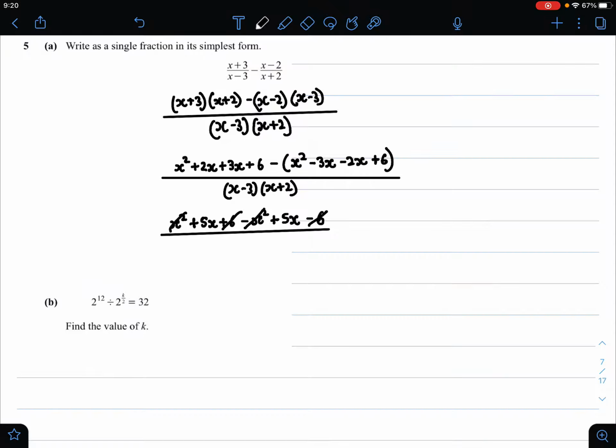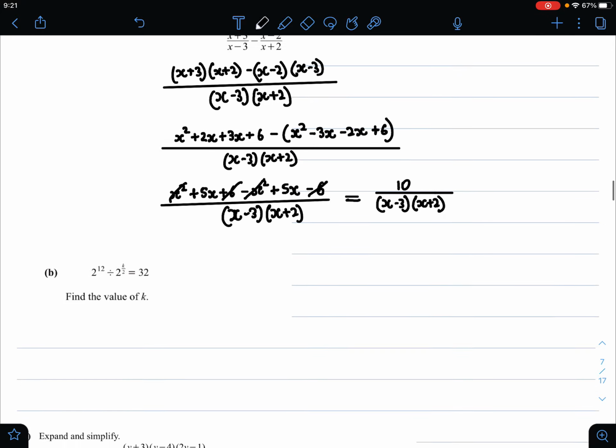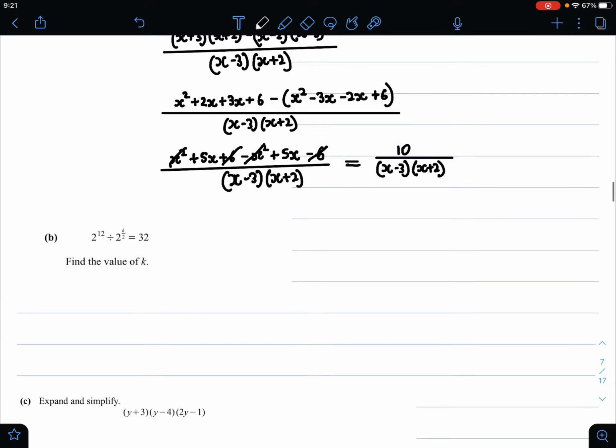So we will be left with the denominator x minus 3 multiplied by x plus 2. Therefore your final answer for part A will be 5x plus 5x, which is 10x, whole thing divided by x minus 3 multiplied by x plus 2. And therefore let's move to part B now.